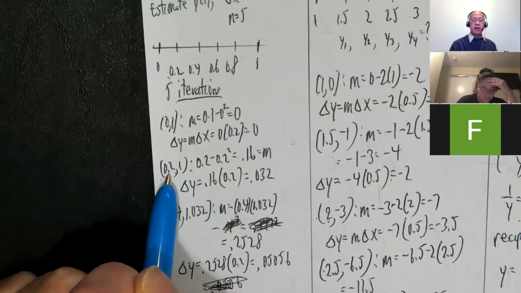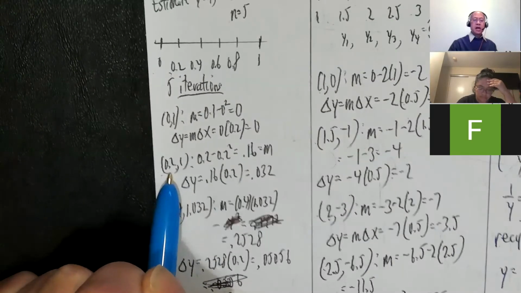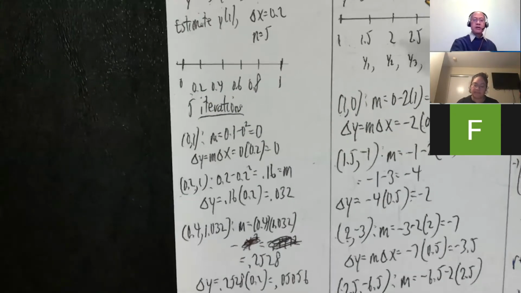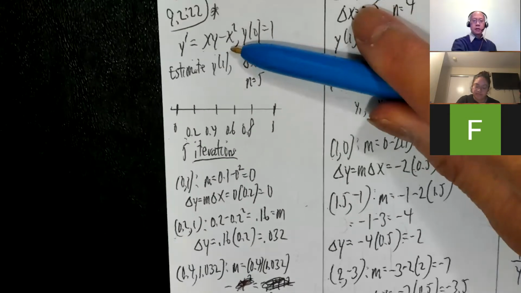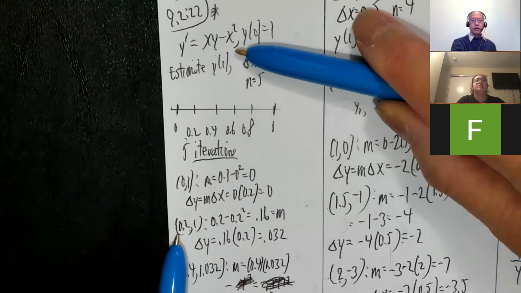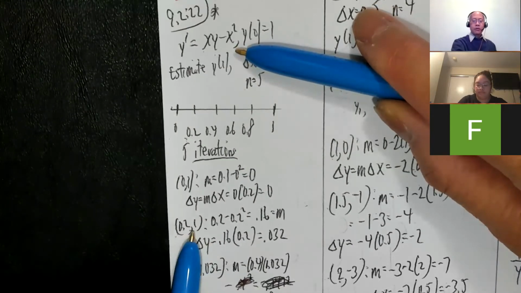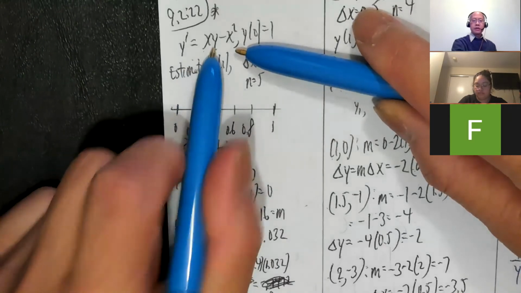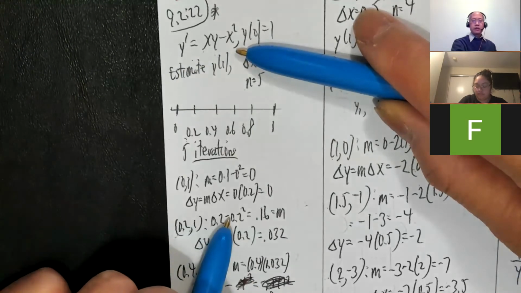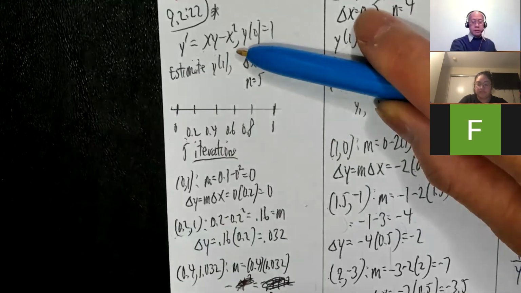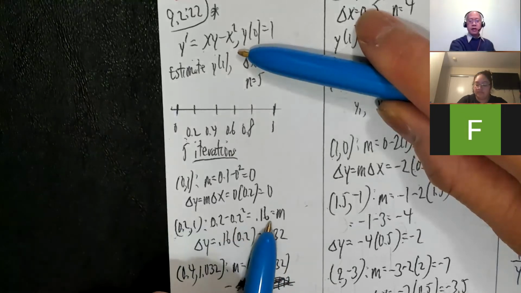Now, the next one is going to be of substance. I'm now at x comma y. Plug into the differential equation: 0.2 for x, 1 for y. So 0.2 times 1 is 0.2 minus 0.2 squared. Okay. Punch it in the machine, save time, I've already done it, 0.16.